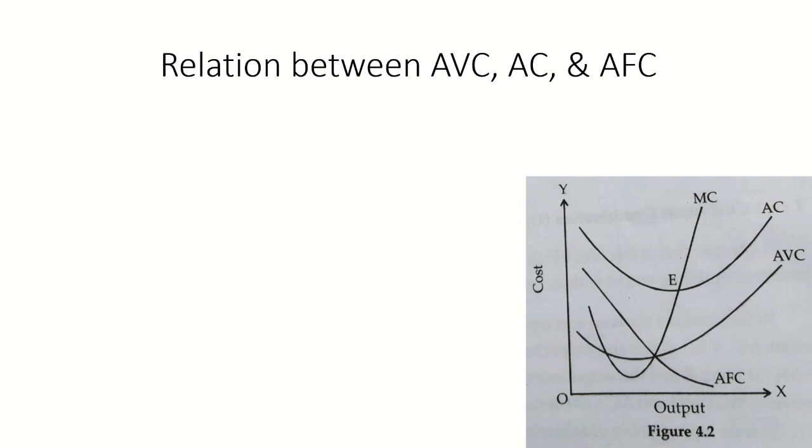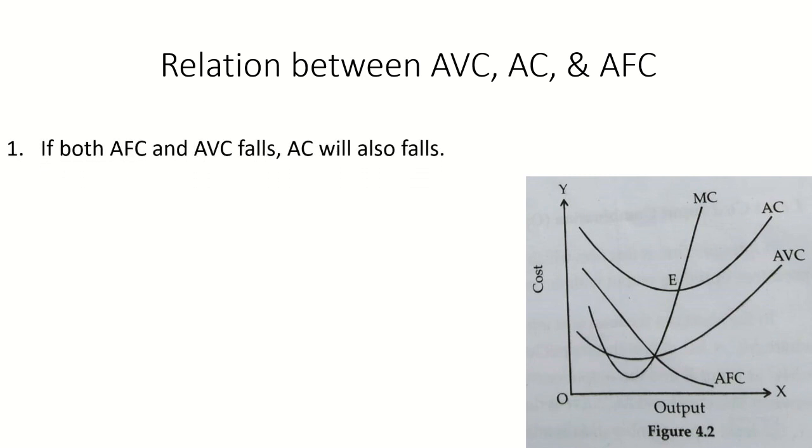Now we are going to see the relationship between AVC, AC and AFC. First thing, if both the average fixed cost and average variable cost fall, AC will also fall. See, the AFC is falling and AVC is falling. At the same time, we can see that AC is also falling. So if both the AFC and AVC fall, the AC will also fall.